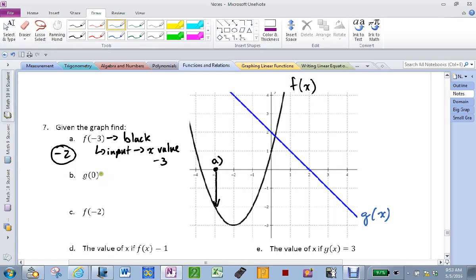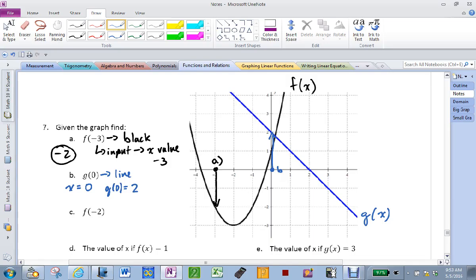Okay, what do I do for G? That's the line. I realize that you guys don't have color, so that's the line. So where do I go? Do I have an input or do I have an output? Input. So I have an x value that equals what? 0. So I go to 0, and how do I find my output? I find where the line is. Where is the blue line? Right there. So my output, my g of 0, is what? 2. There's B. Is everybody cool?